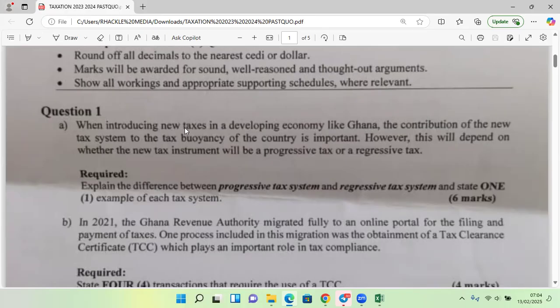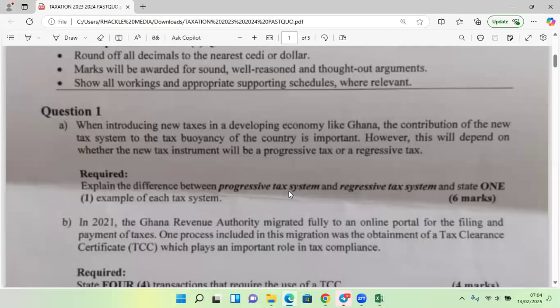When introducing new taxes in a developing economy like Ghana, the contribution of the new tax system to the tax buoyancy of the country is important. However, this will depend on whether the new tax instrument will be a progressive tax or regressive tax. So here they are telling us to explain the difference between progressive tax system and a regressive tax system.